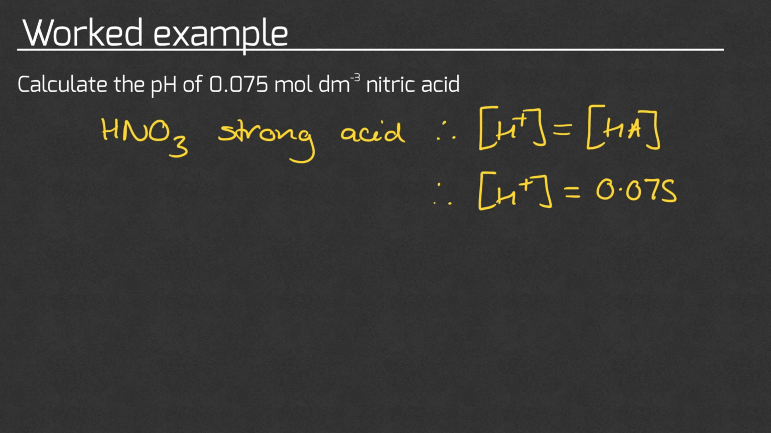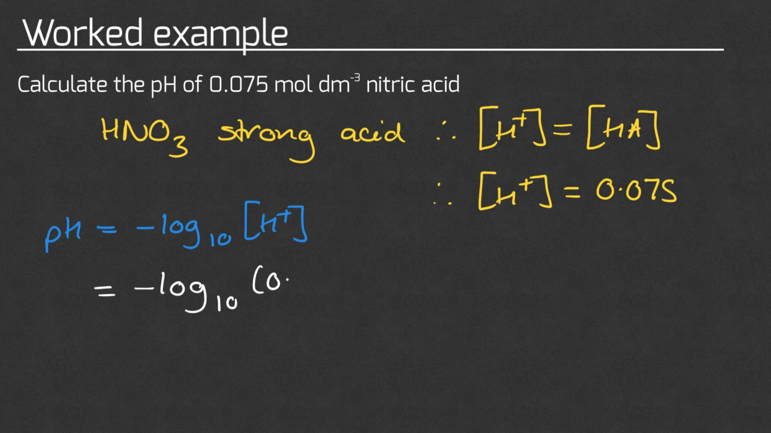We then need to write the equation linking the concentration of hydrogen ions with the pH. Once we've got this equation down, the next thing we need to do is sub in the value of the hydrogen ion concentration. Finally, we just need to put this in our calculator to come up with the final answer.